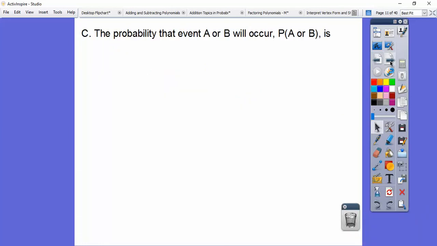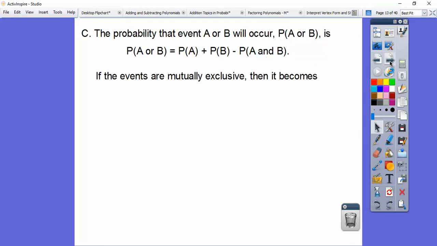So here's the addition rule for probability. The probability of event A or B, notice the word or, that's the important keyword there, is the probability of A plus the probability of B minus the probability of their overlapping, whether they're mutually exclusive or not. If the events are mutually exclusive, then it's just the probability of A plus the probability of B.